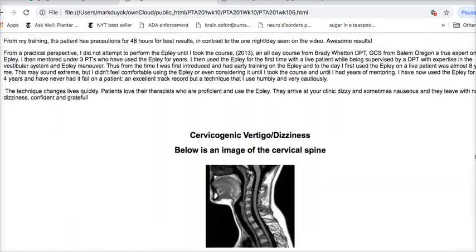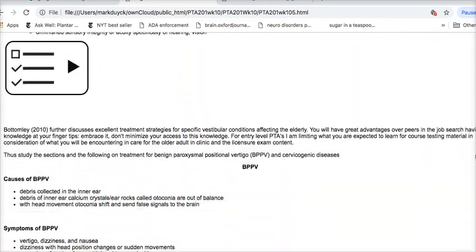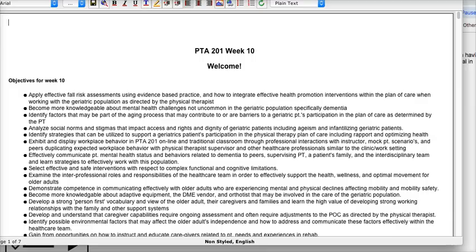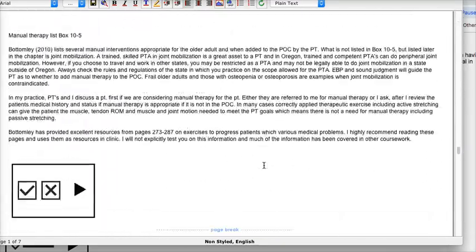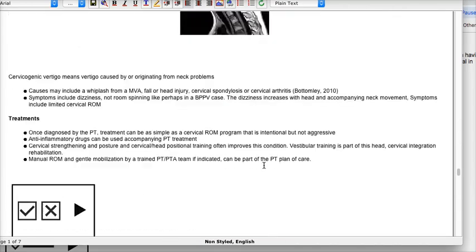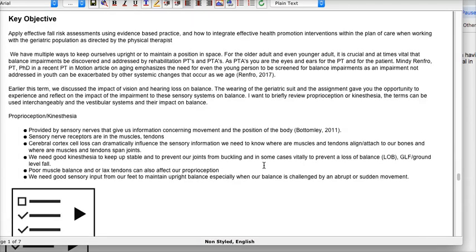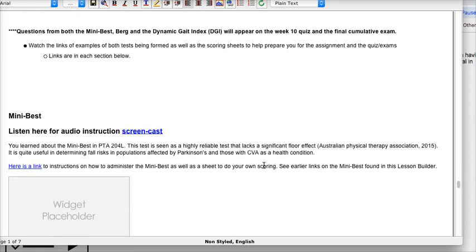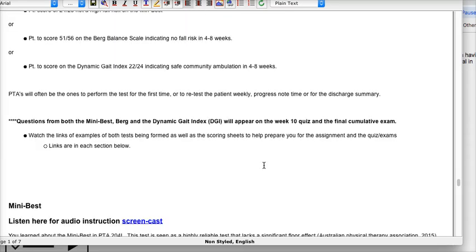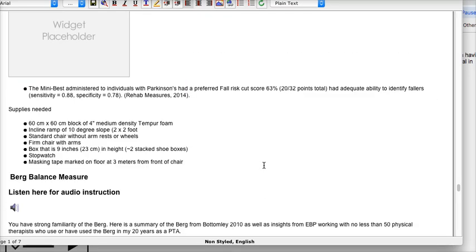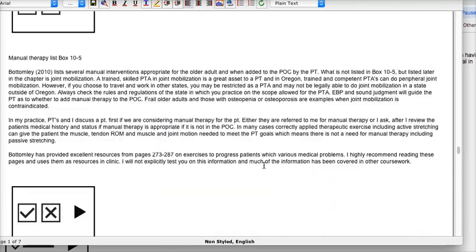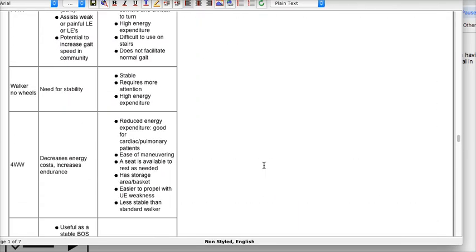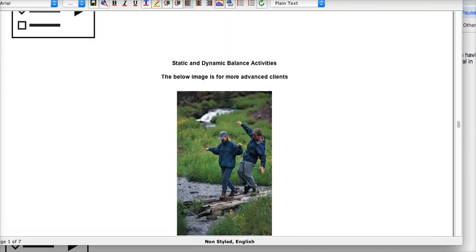Earlier in this lesson, I talk about the Mini-BEST as a tool and chatted it up quite a bit. And Fay Horak has done just a lot of work, in particular, traveling and putting on workshops on the validity of the instrument, and there's been some good research to support it.